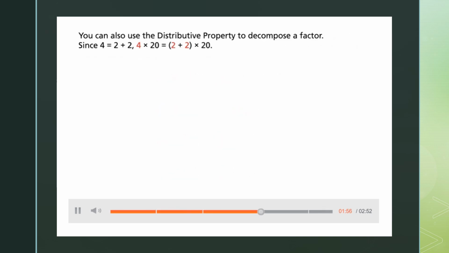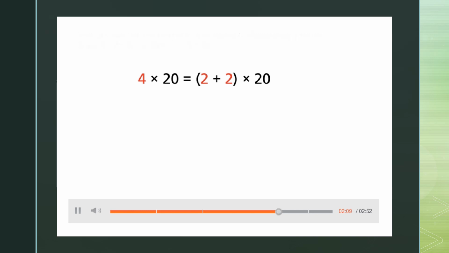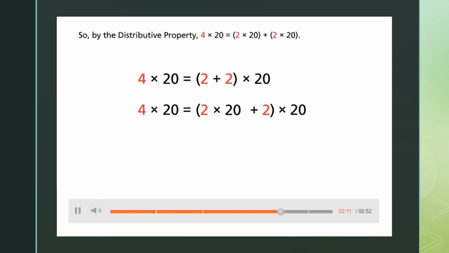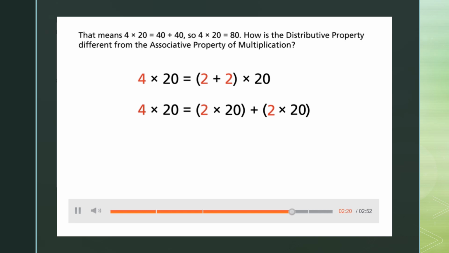You can also use the distributive property to decompose a factor. Since 4 equals 2 plus 2, 4 times 20 equals the quantity 2 plus 2 times 20. So, by the distributive property, 4 times 20 equals 2 times 20 plus 2 times 20. That means 4 times 20 equals 40 plus 40. So 4 times 20 equals 80.